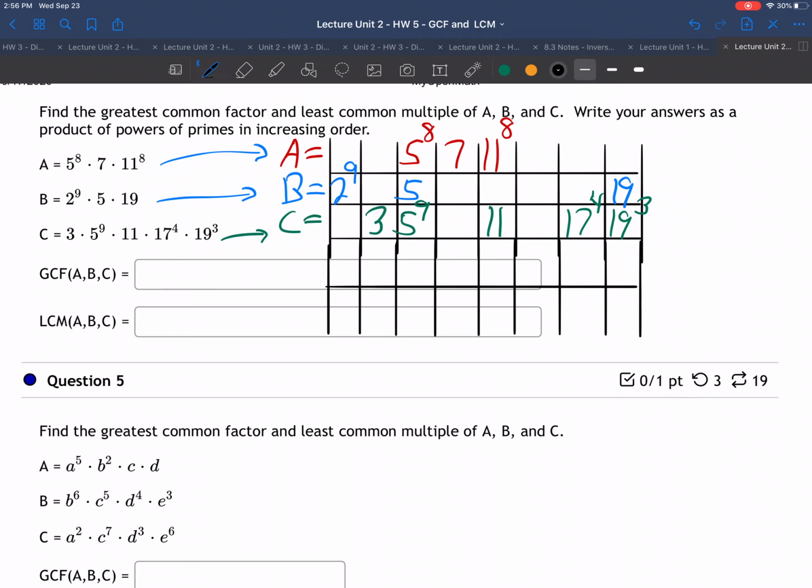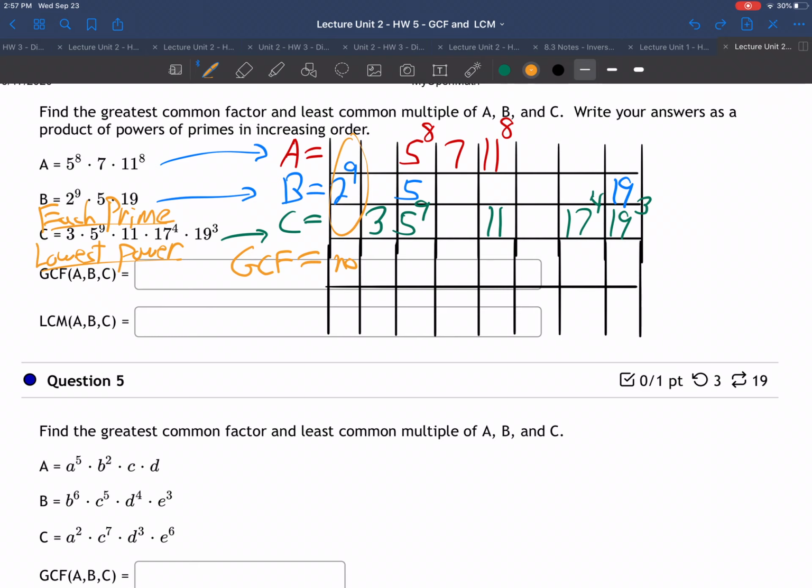So here we go. So let's do now the GCF. What's the GCF? The GCF is the lowest power for each prime. The lowest power. So what's the lowest power? When it comes to 2's, no 2's, right? As you look right here, they don't all have 2's. So the lowest power is none, right? A has none, C has none. The lowest power on the 2's is none.